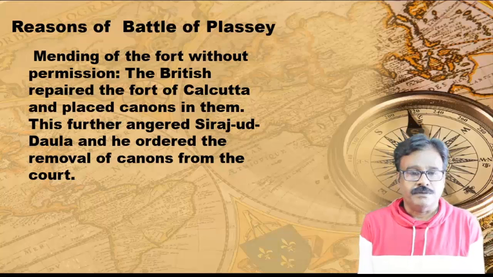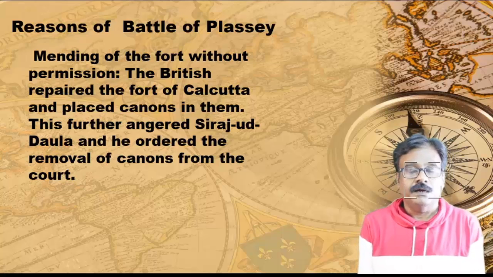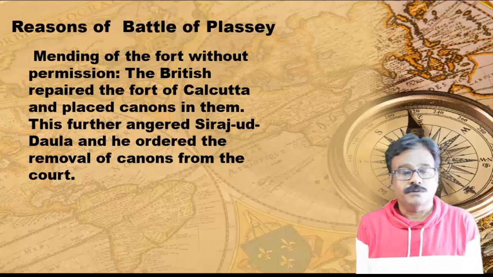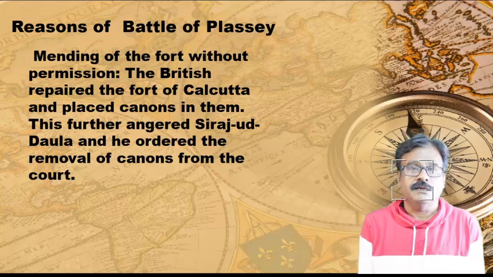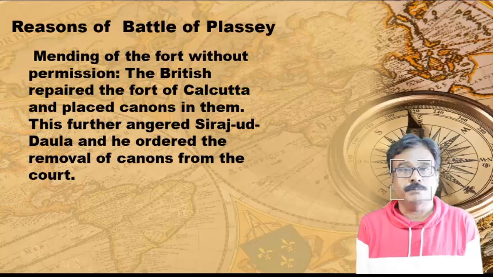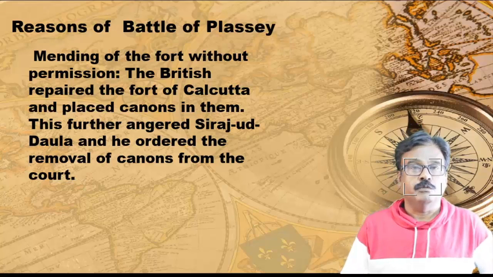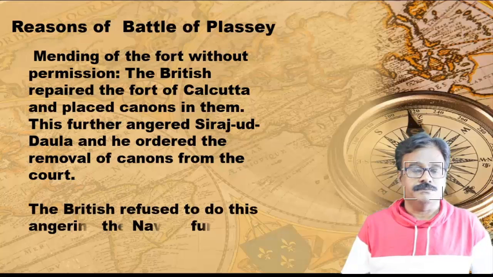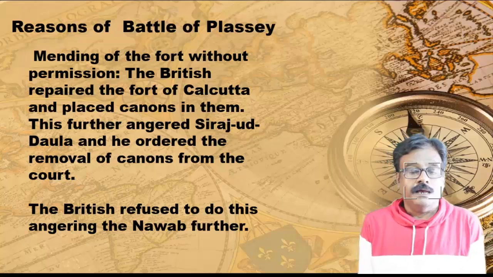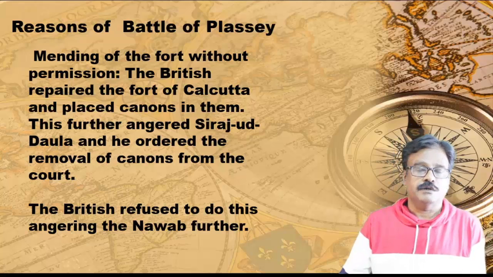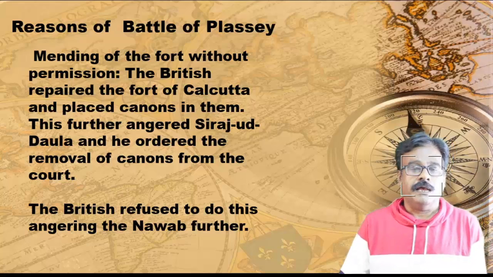They placed cannons in them. This further angered Siraj-ud-Daulah because they repaired the fort without his permission and kept cannons. It is nothing but a preparation for war. So Siraj-ud-Daulah ordered them to remove those cannons from Fort William. The British refused to do this, angering the Nawab further.